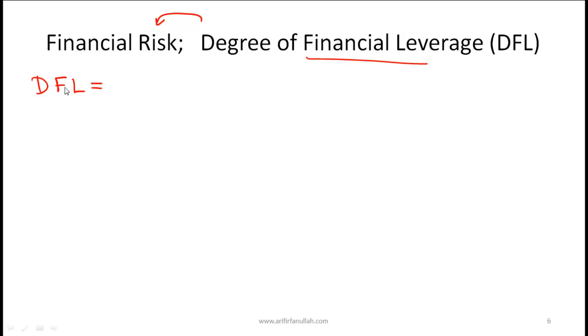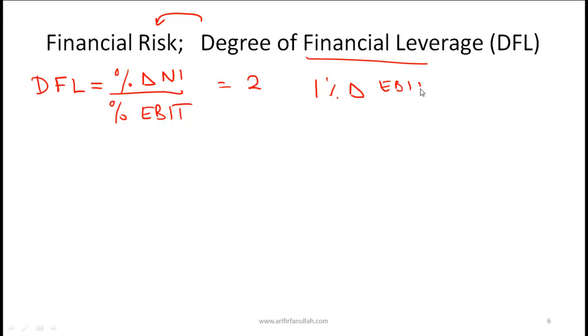Degree of financial leverage is equal to the percentage change in net income divided by the percentage change in operating profit. So again, if we say degree of financial leverage is equal to 2, this means that a 1% change in EBIT will create a 2% change in net income. So this is one formula that you need to know, and the other formula that you need to know is Q into P minus V.